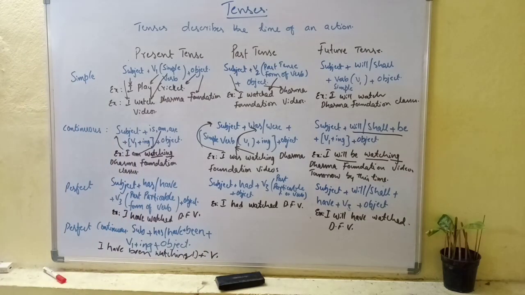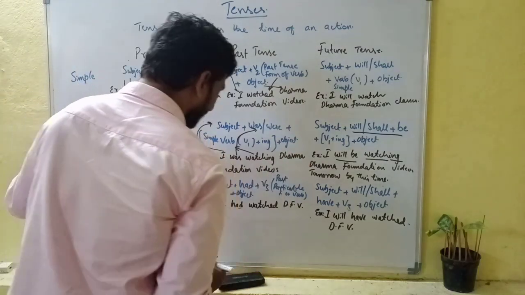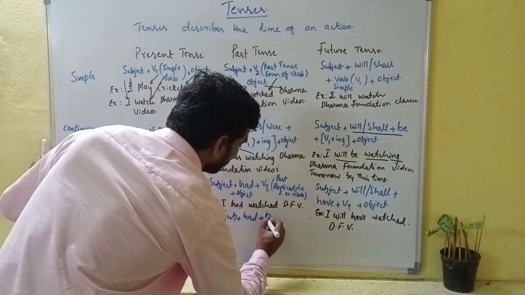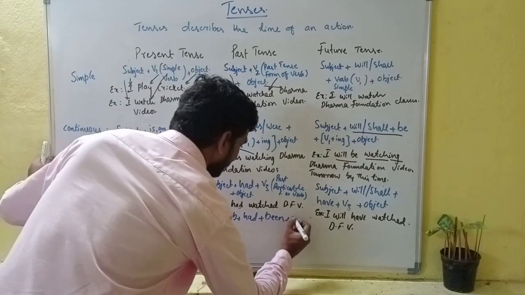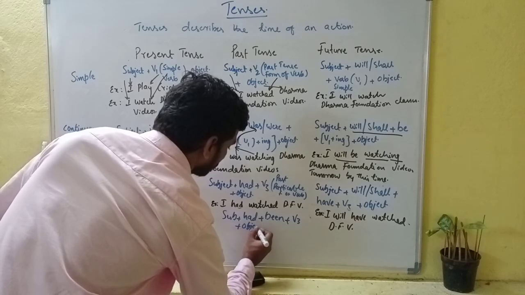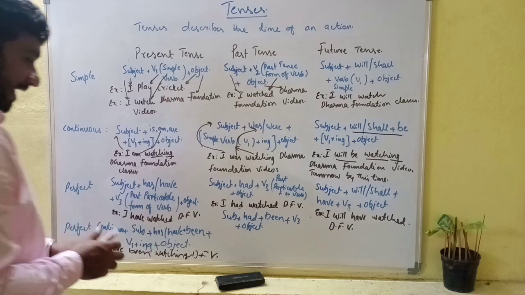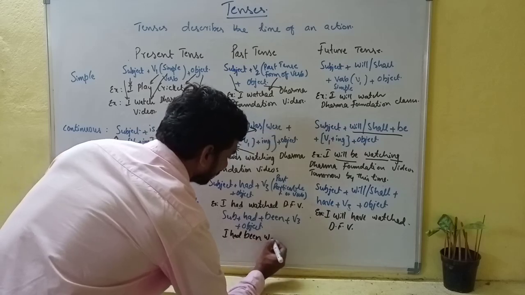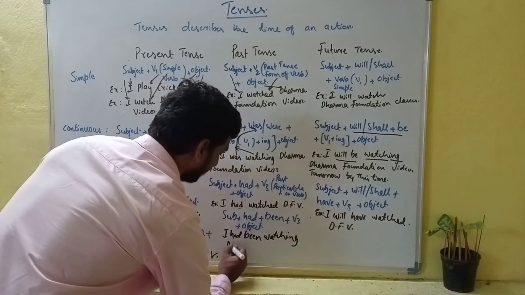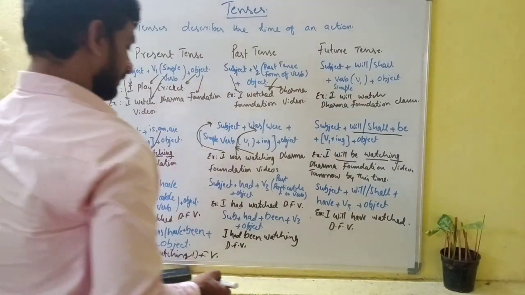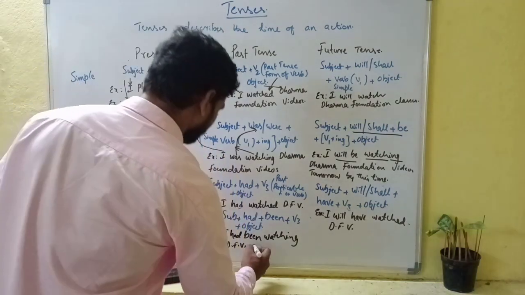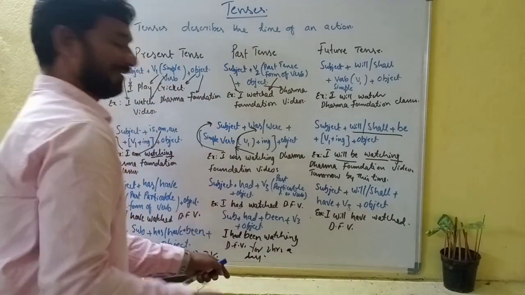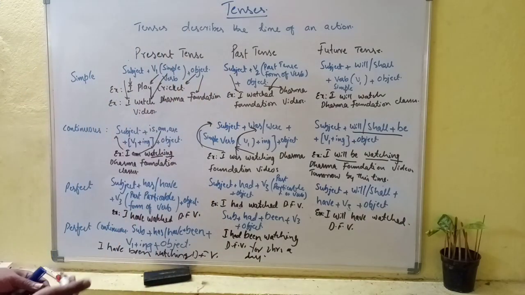Now let's come to the past perfect continuous. The structure of past perfect continuous is like subject plus had plus been plus V3 plus object. For example, I had been watching Dharma Foundation videos for 2 hours a day. So this is how we can create a sentence for the past perfect continuous.